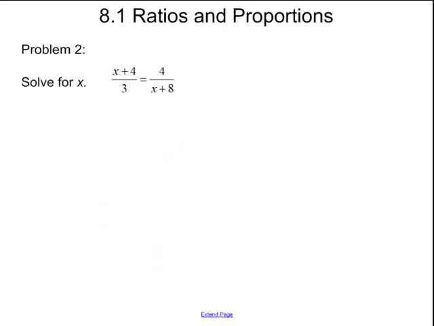Number 2 is like number 1, except that we're going to have to remember to FOIL, or use the distributive property. Please don't try to do this without foiling out your x plus 4 times your x plus 8. Pause the video and try it now.